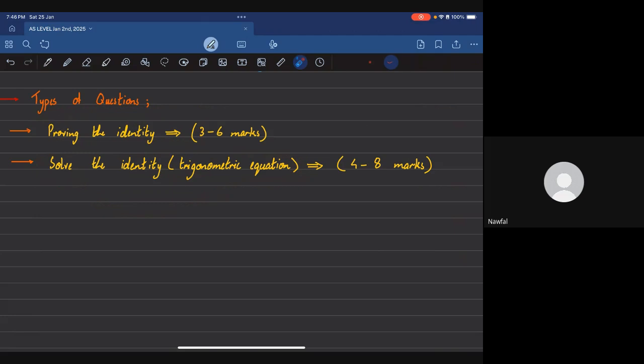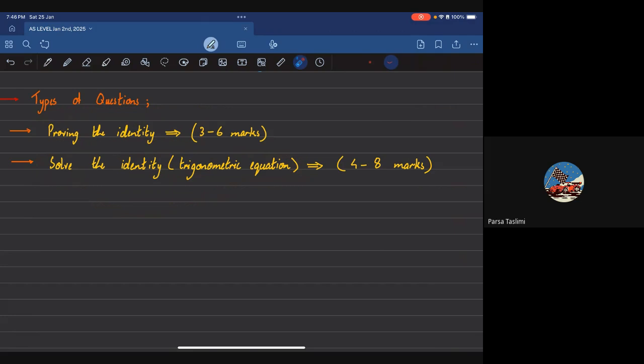So make sure that you solve the equation part. Usually, I tell my students to solve the equation part first, then go for the other one, because this is what the examiner would want from you as well. Is this clear, guys? Yes, Mr. All right. Now we're going to look into the identities that are in your syllabus.